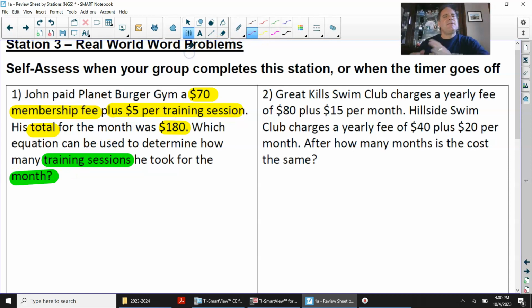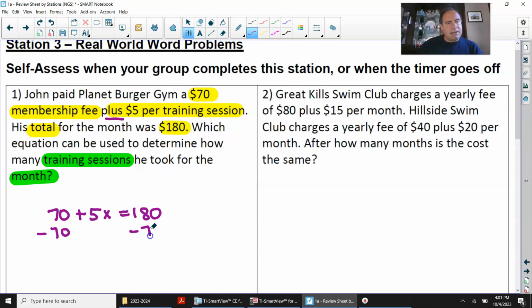So during the exam, you're just going to have to pick the equation and not actually solve it. But let's go ahead and actually put the equation together. $70 membership fee. So I'm just going to put $70 plus, it says plus, $5 per training session. So I'm just going to put 5x equals, this total is 180. So if you see an equation like that, that's exactly the equation that you would pick.